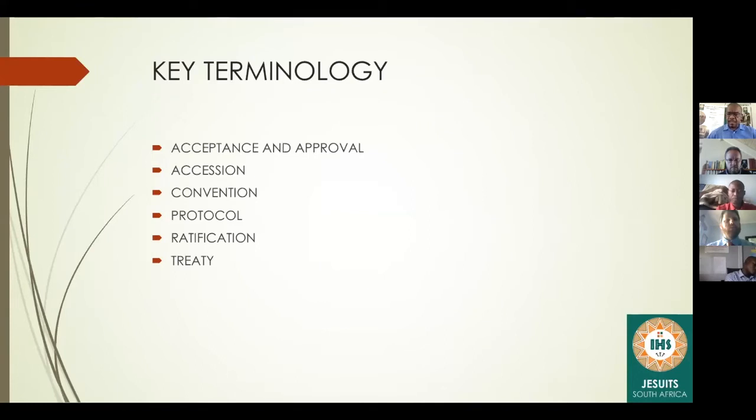And maybe to explain, for example, what do we mean by acceptance and approval? According to the Vienna Convention on the Law of Treaties, it's whereby states establish on an international plane their consent to be bound by a treaty.